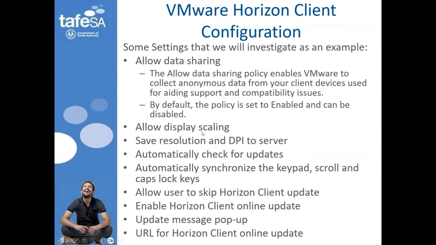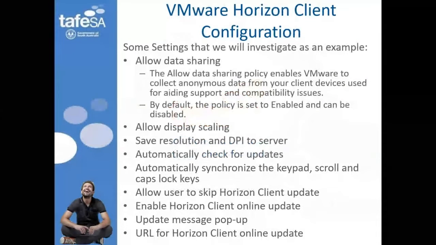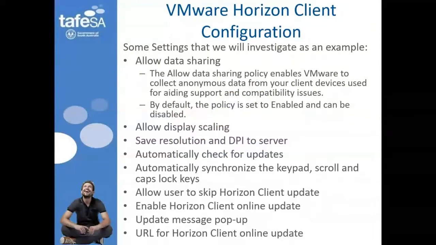Allow display scaling. A lot of these things are literally what they say. Allow display scaling allows you to configure the display scaling feature for desktops and application settings. So basically, how the desktop is scaled. Save resolution and DPI to server. If you enable this one, then the Horizon client will automatically save the resolution and DPI scaling. Then when the user logs in the next time, these settings will be applied, so they always get the same, okay?